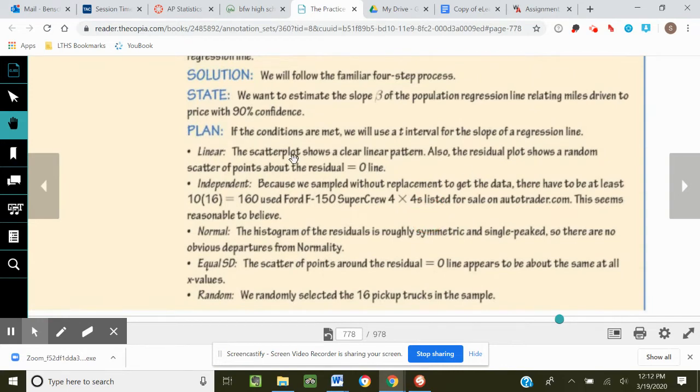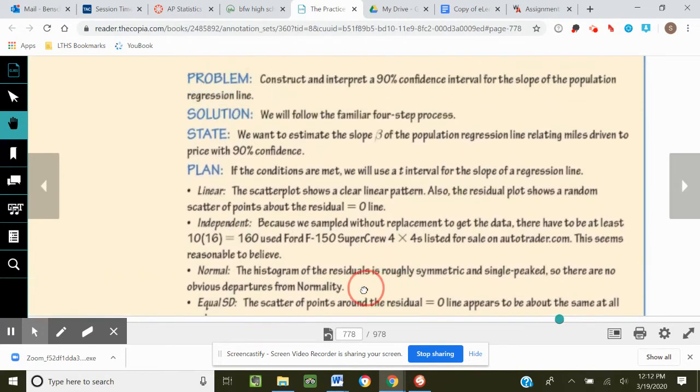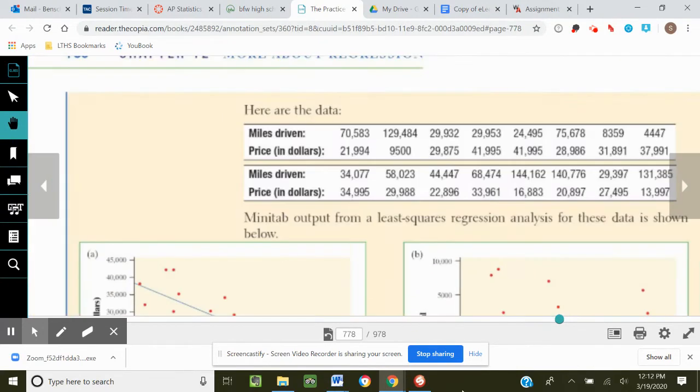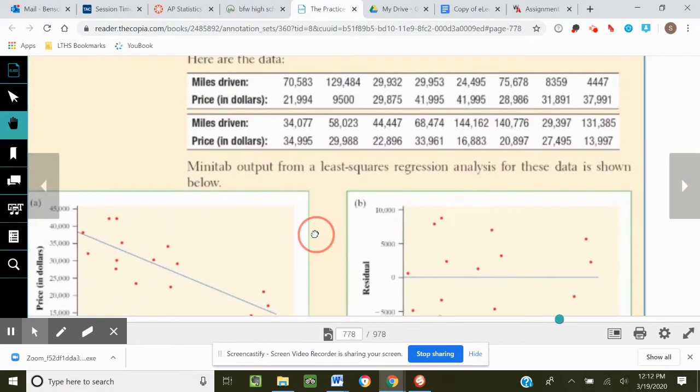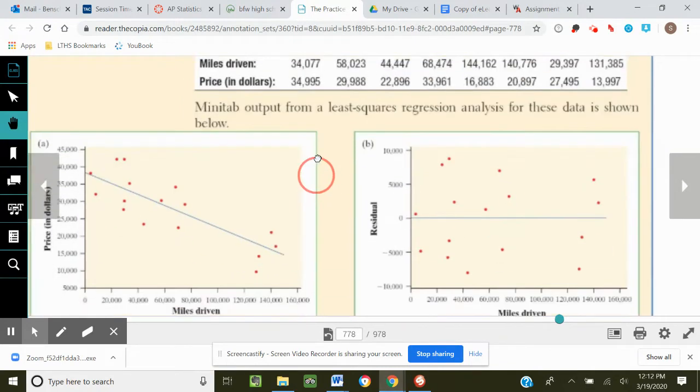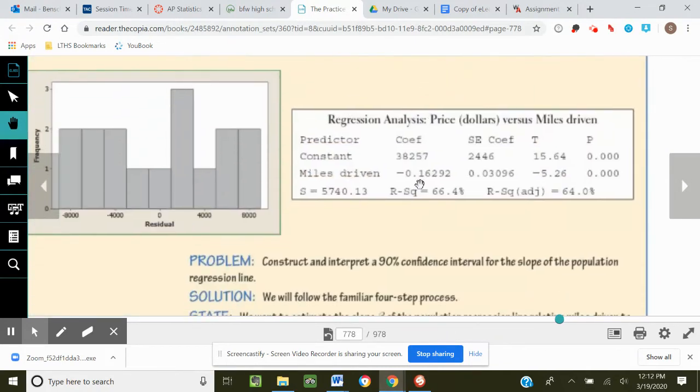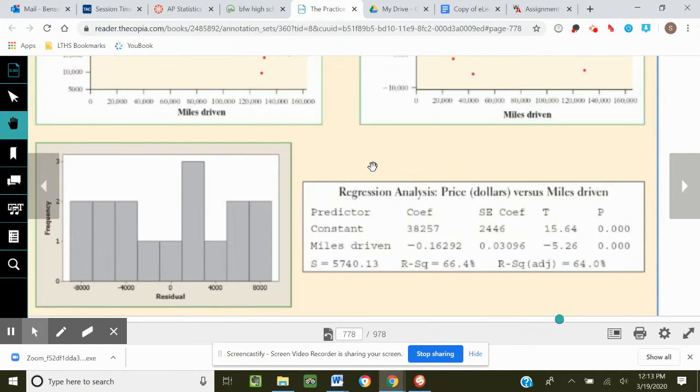All right. So linear, we saw this earlier, no obvious pattern in the residual plot. I don't know that I would even mess with the scatter plot. We're checking the linear condition. The residual plot tells us really all we need. If there's no clear pattern, we're good. For the 10% condition, if we go back to the beginning of this problem, this is sample data. It wasn't an experiment. They sampled different trucks and got information on how many miles they were and what they were worth in Auto Trader. This was not an experiment. So we do need to check the 10% condition.